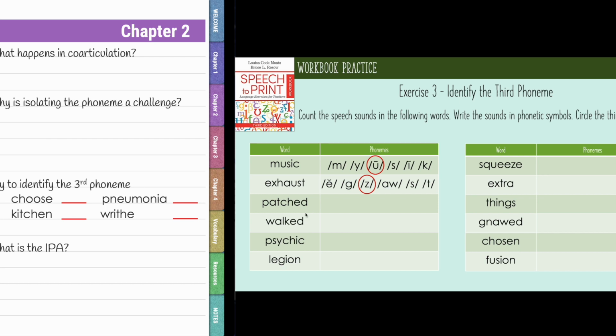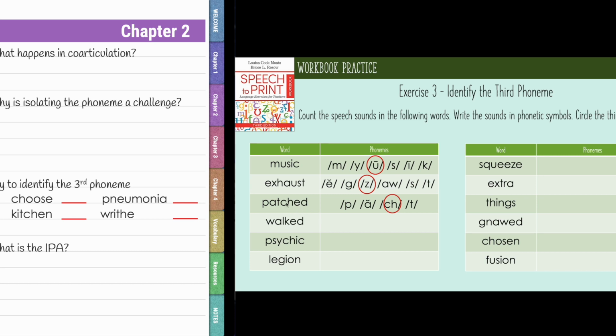So now let's take a look at patched. P, a, ch, t. Your third phoneme should be that ch. And some of you might be wondering about that t sound at the end. The really fun spelling rule, or the phonetic rule, is that if you're ending with an unvoiced ch, then your ed will also be an unvoiced t.